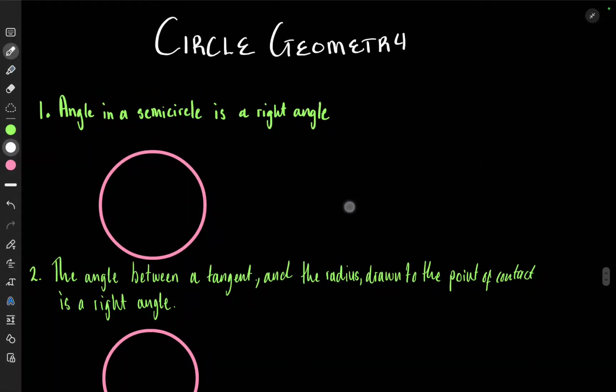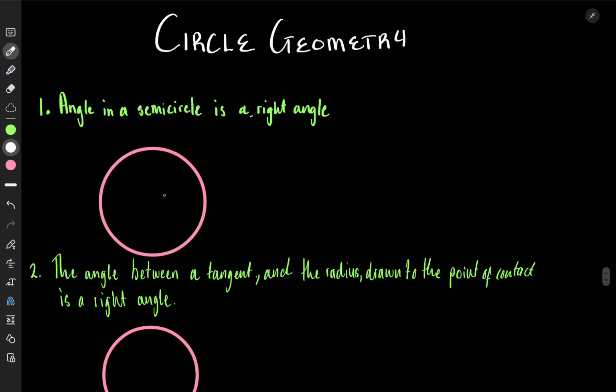All right, so now that we know the parts very well, let's go ahead and get to know the 7 theorems, okay? Let's go through them as fast as we can. So, the first one says that the angle in a semicircle is a right angle. The angle in a semicircle is a right angle.